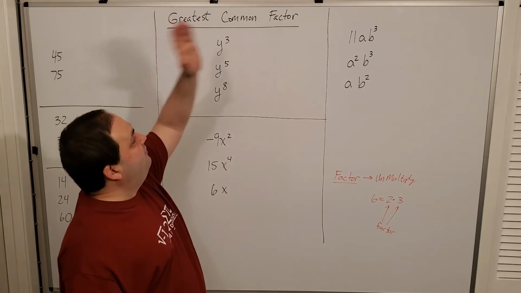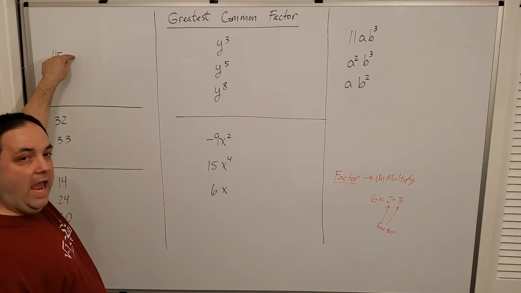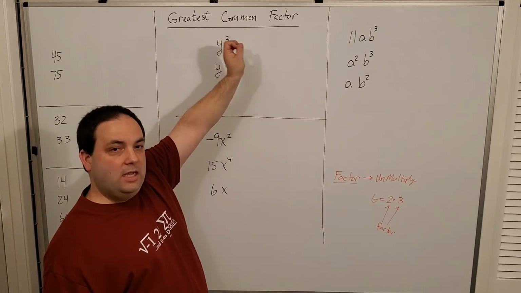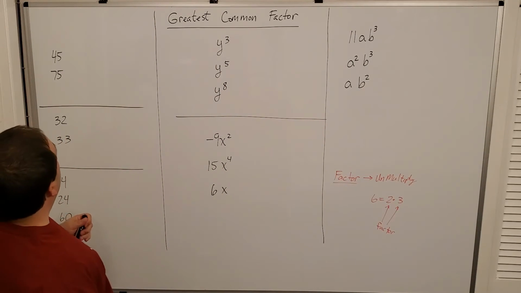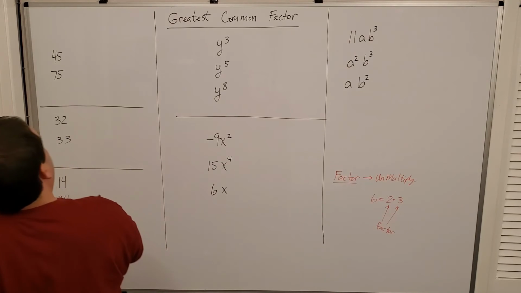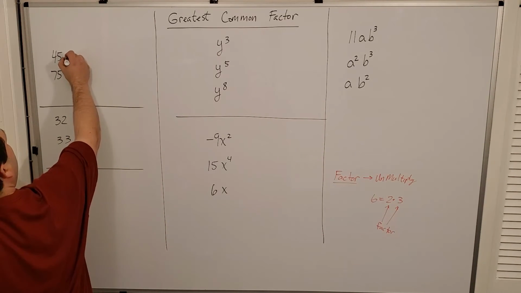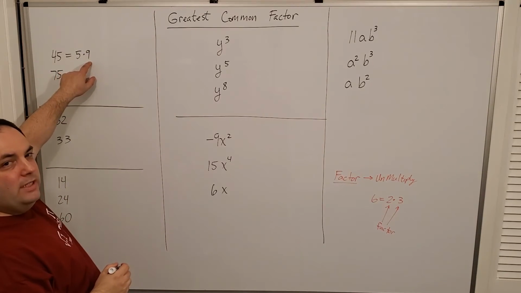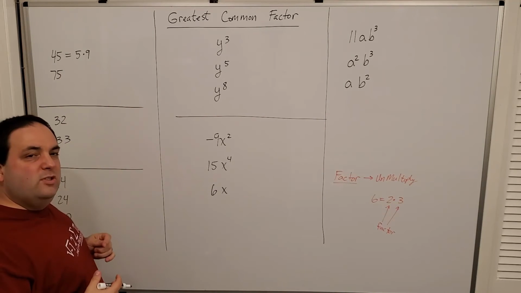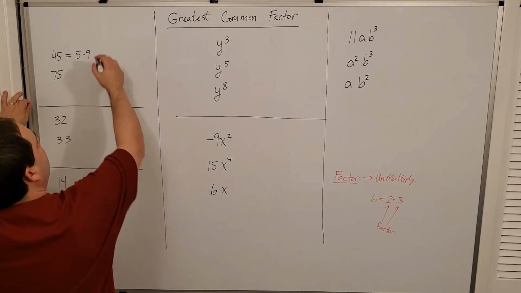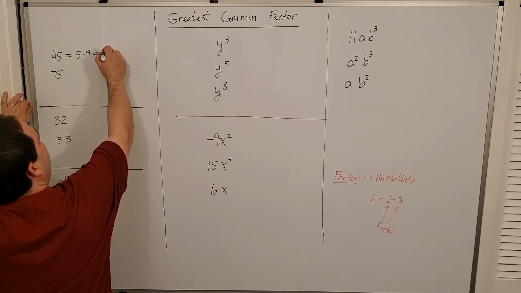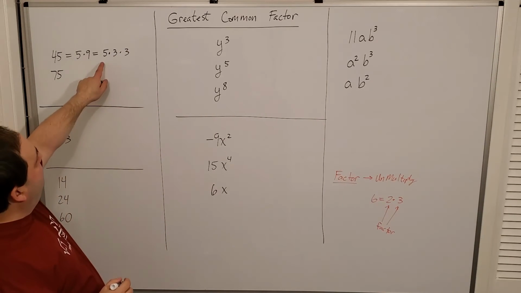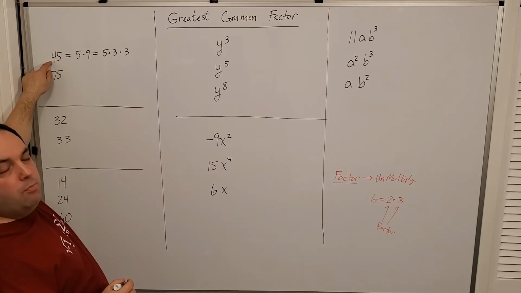So the greatest common factor means I'm going to break these down with factoring, and then I'm going to find the common pieces, the common factors. Okay? So 45 and 75. 45 is 5 times 9. But 9 can be broken down more. We want to go down as low as we can to prime factors. So I'd actually write 5 times 3 times 3. Okay? This is the factorization of 45, the prime factorization.